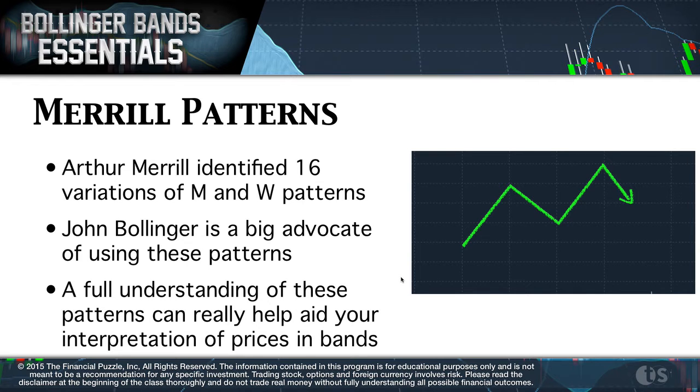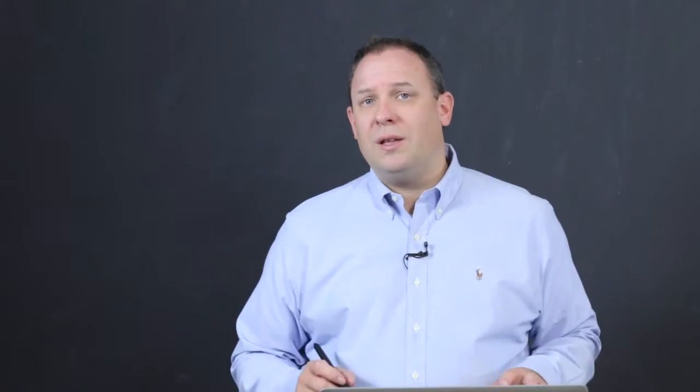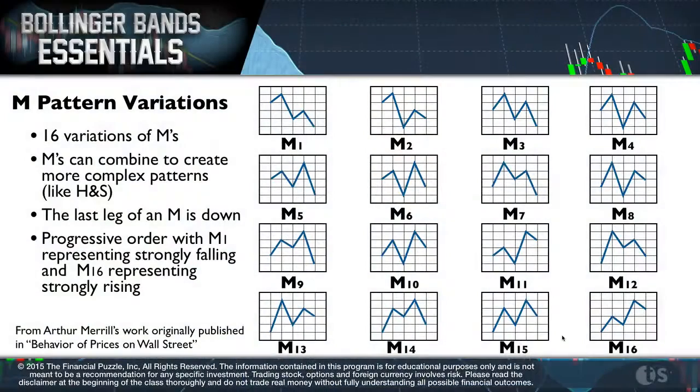So a full understanding is really going to help you. We don't have time in this program to go into a full treatment of the Arthur Merrill work, but this will give you at least a good jump start, and you can see an idea of it here. On the next screen, you're going to see these 16 M patterns. Take a look. Let me give you some bullet points here.